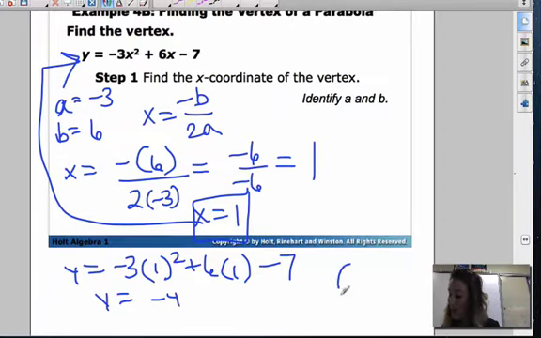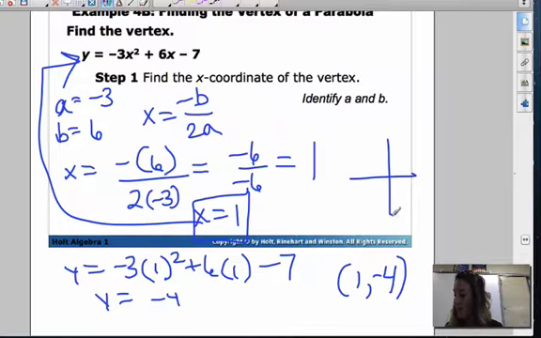So the last step is to write it as an ordered pair. So my x value was 1, my y value was negative 4. So again, this is my vertex point on my graph. So now I know where I would graph this.